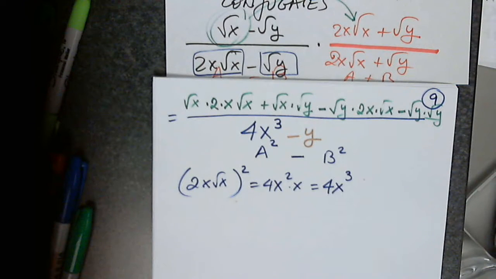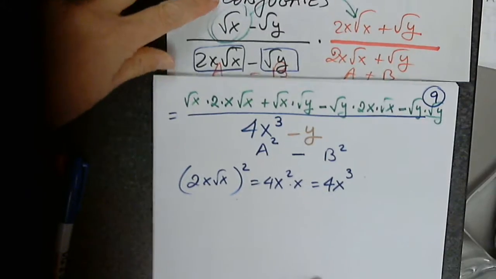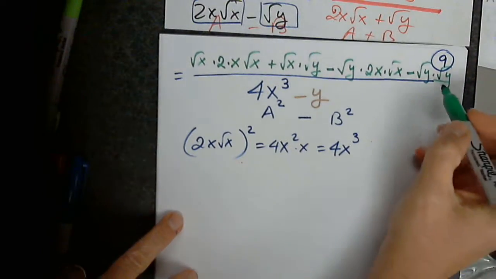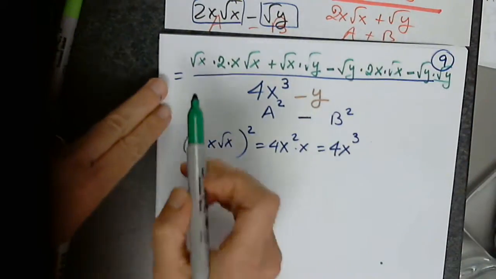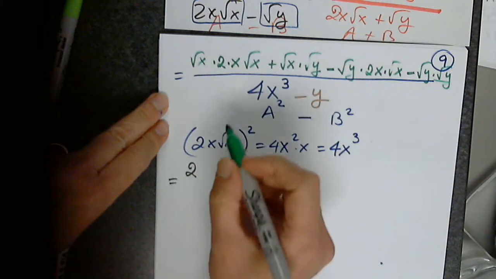Is this okay? It's not done. We still have to simplify it. But is it clear? Okay, so now here's what we do. I'm going to start here. So I do know here that 2 is in front, x.